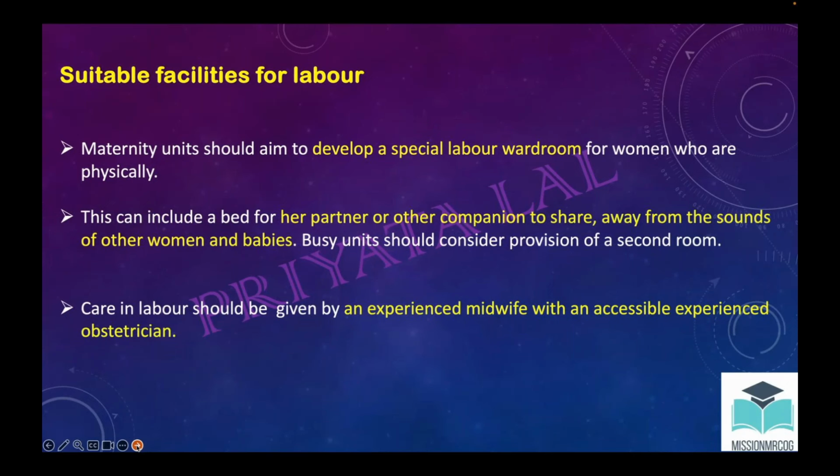Now what are the suitable facilities for labor? There should be a special labor ward room for the patient, a separate room. Apart from this, the room should have a facility where their companion or partner can be there, and the room should be away from the sounds of other women and babies. Apart from this, care should be taken by an experienced midwife or obstetrician.